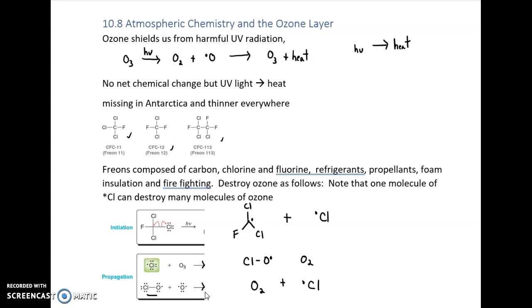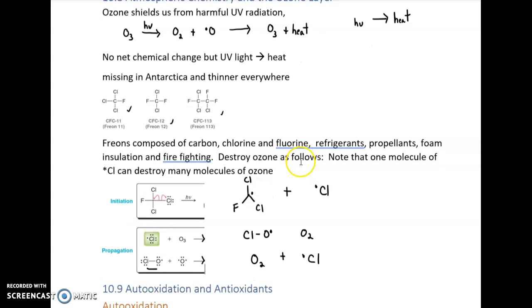So a chlorine radical can go through this cycle many, many times and destroy many, many molecules of ozone, which is why these freon substances have been banned.